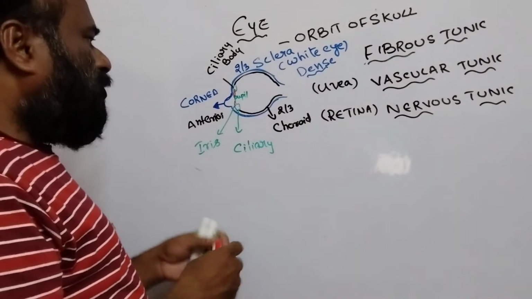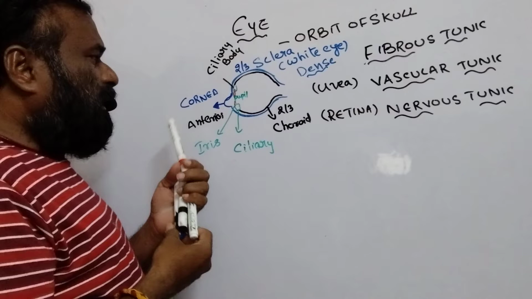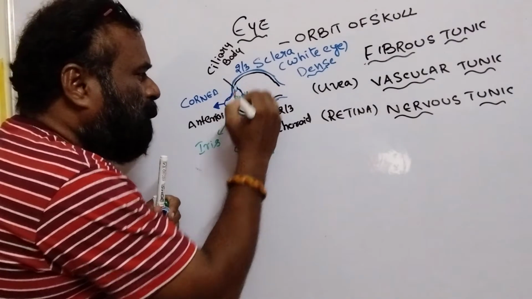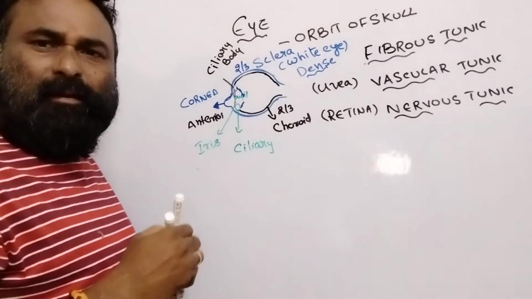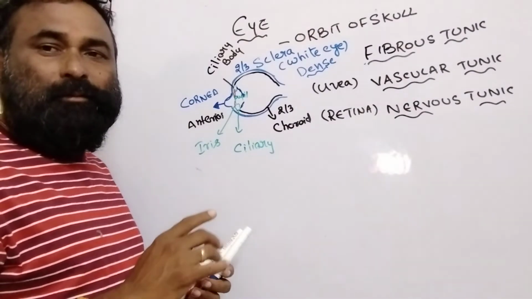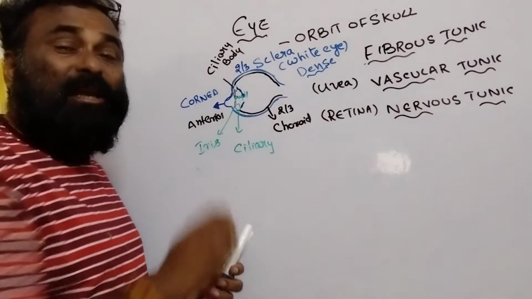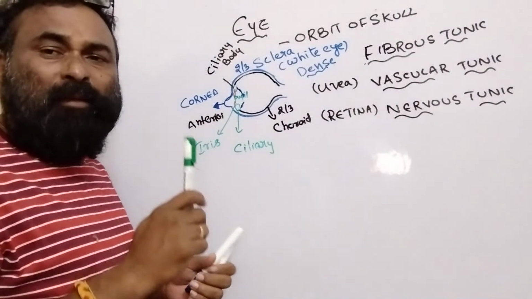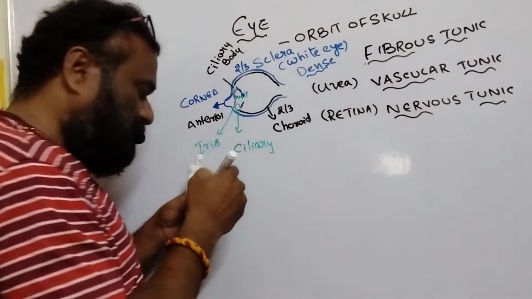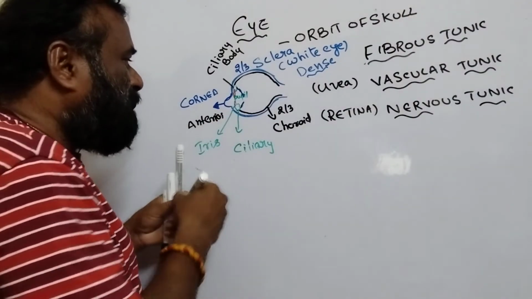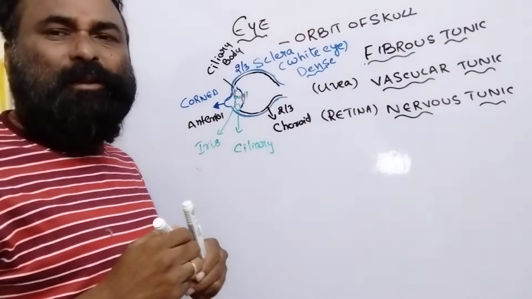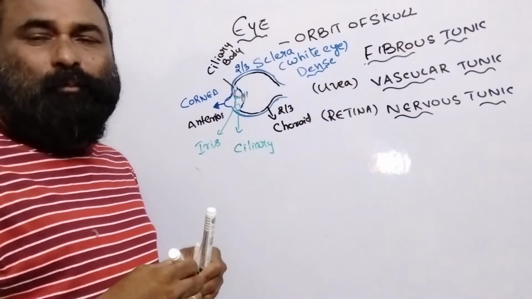From the ciliary muscles, ligaments will come. These are the suspensory ligaments. Suspensory ligaments come from the ciliary body. It is not from the choroid. It's from the ciliary body and it holds the lens. Here there is the lens. The transparent lens is held by suspensory ligaments.